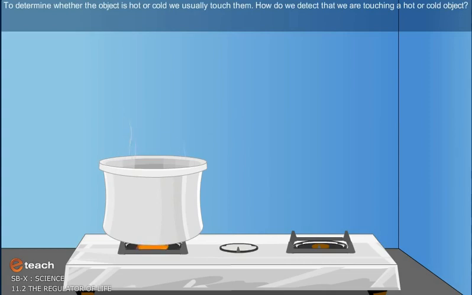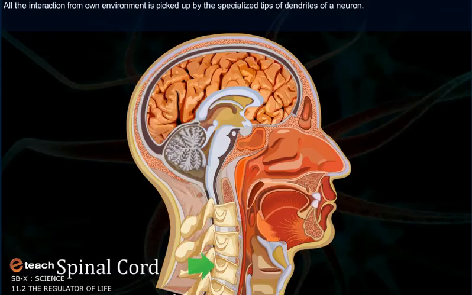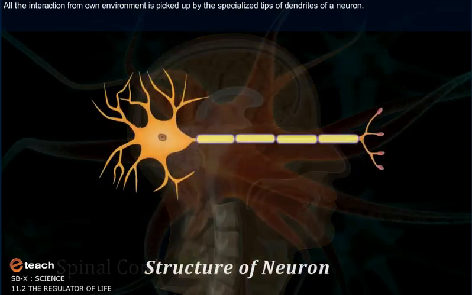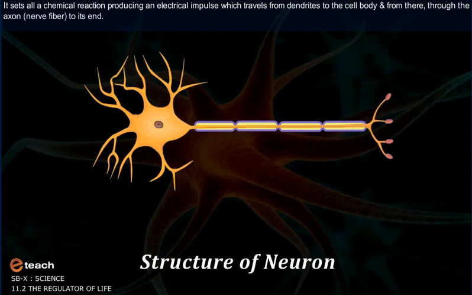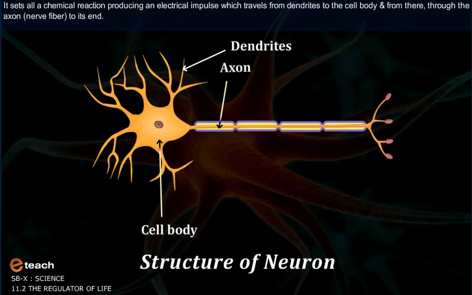To determine whether an object is hot or cold, we usually touch it. How do we detect that we are touching a hot or cold object? All the interaction from our environment is picked up by the specialized tip of dendrites of a neuron. It sets off a chemical reaction producing an electrical impulse which travels from the dendrites to the cell body and from there through the axon, that is, the nerve fiber, to its end.